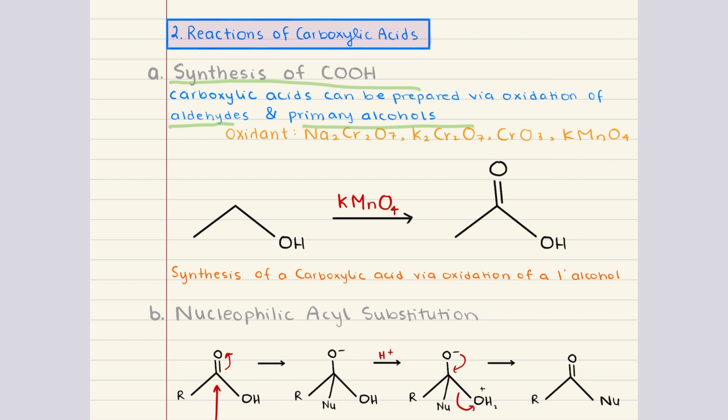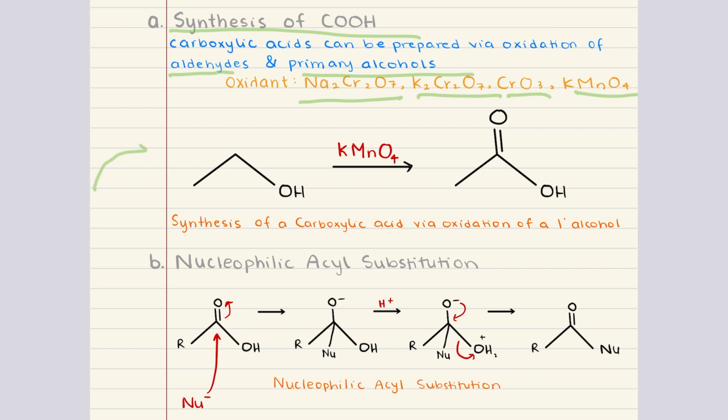Some common oxidizing agents that are used to synthesize carboxylic acids include sodium dichromate, potassium dichromate, chromium trioxide, and potassium permanganate. Now let's walk through the example that's shown here for the synthesis of carboxylic acid. We start with a primary alcohol. This is a molecule where the hydroxyl group is attached to a carbon that is only bonded to one other carbon atom. In this case, the structure that's shown is ethanol, which has a two-carbon chain.